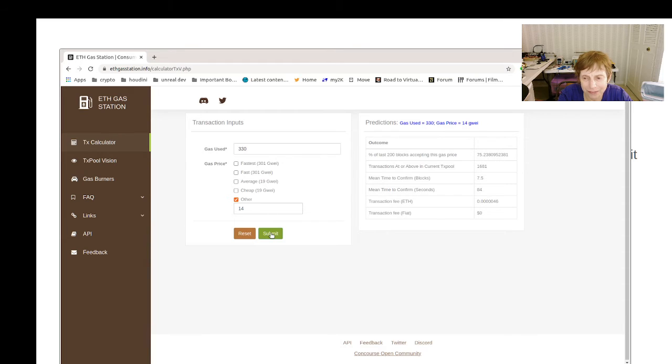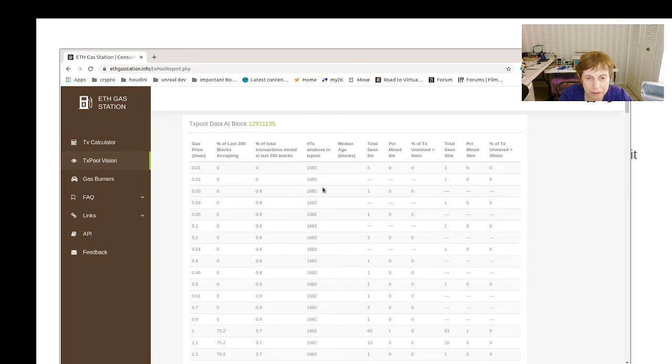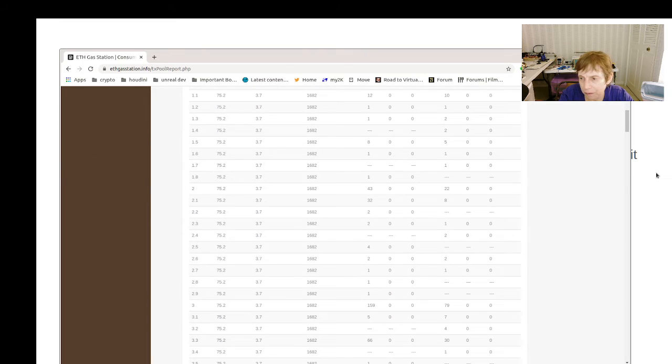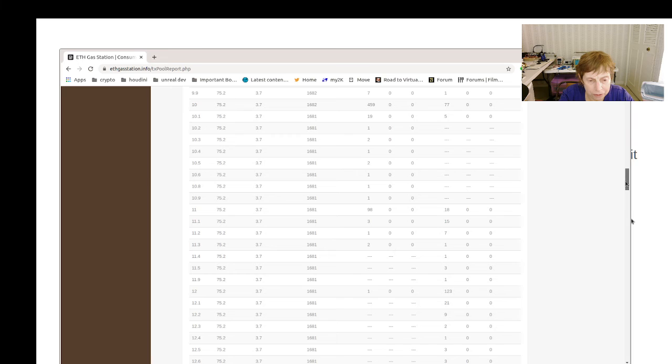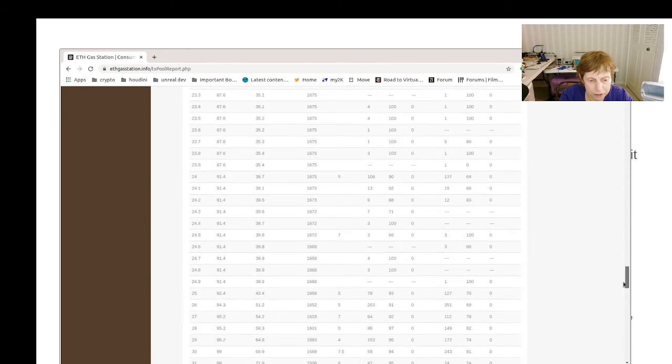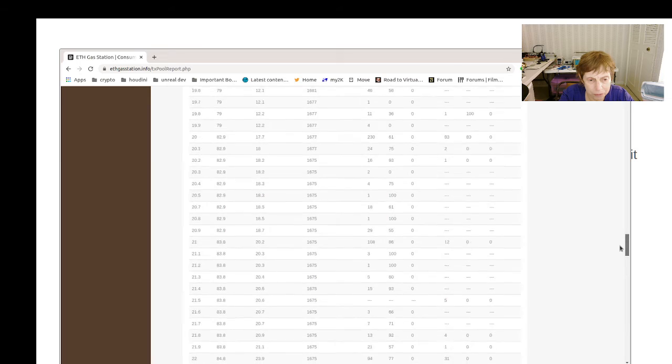Well, let's just see for giggles. Oh, that's interesting. It's still going, which means the network isn't that crowded. But this is kind of a calculator. Let's see what we got here. Gas price. So you can get a feel when you really start being able to look at this chart here, and say, okay, what do I need to pay?